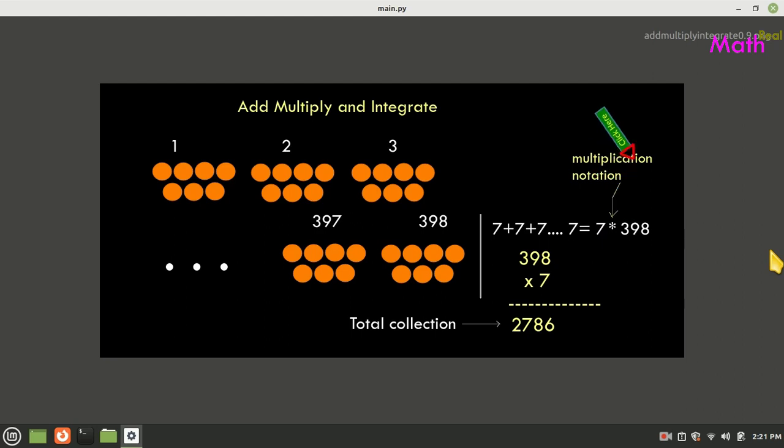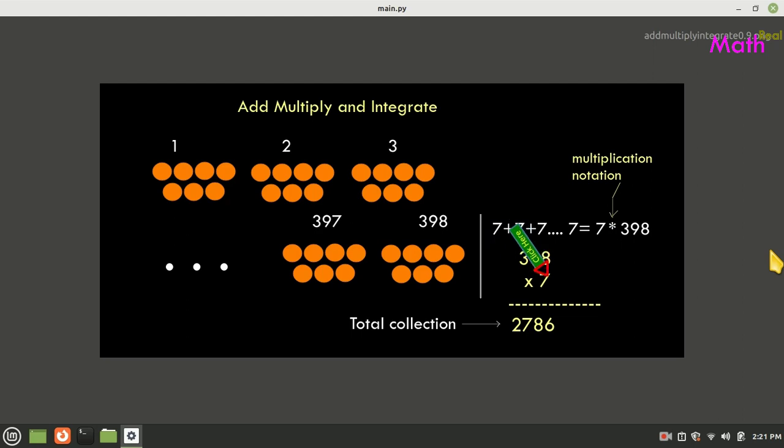So this is multiplication. Multiplication is large scale addition. Now we can write it like this: 398 multiplied by 7. Now we have to add it again, because there is nothing called multiplication, it's addition only.